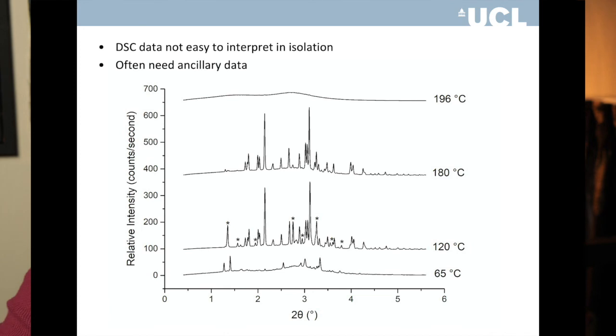I mean, he did a whole PhD on this system, so it's not an easy thing to interpret, but he did a whole load of work on this system. And one of the things he did was temperature controlled X-ray diffraction, so you can measure the powder patterns of this material at various temperatures. So the screen shows you the powder patterns at 65, 120, 180 and 196 degrees centigrade.